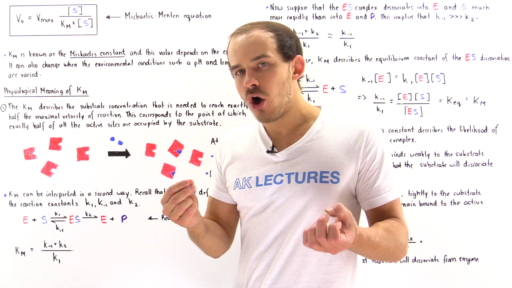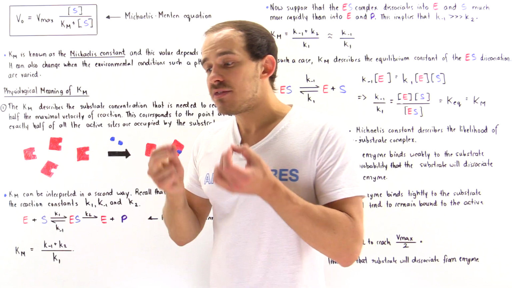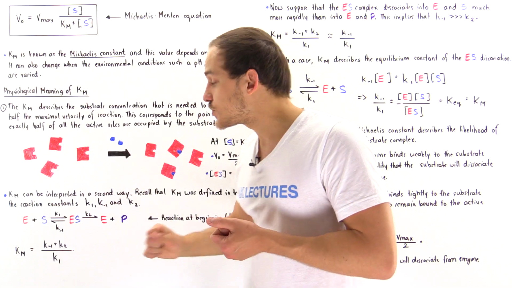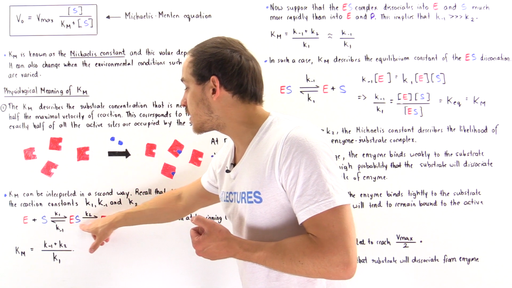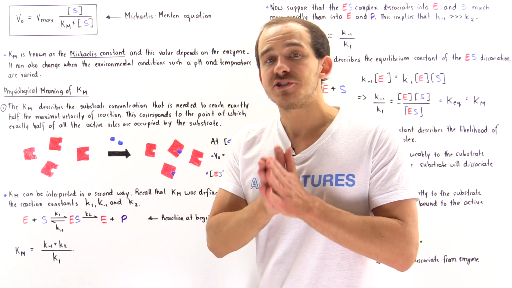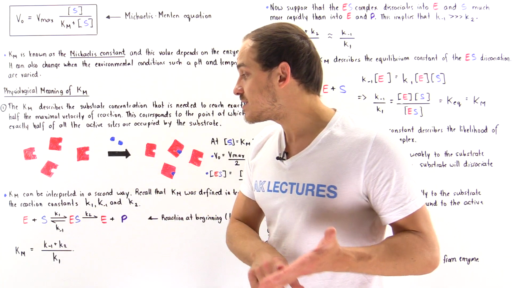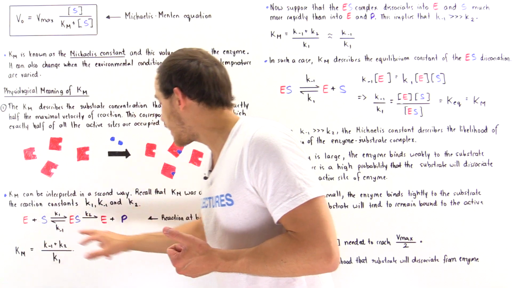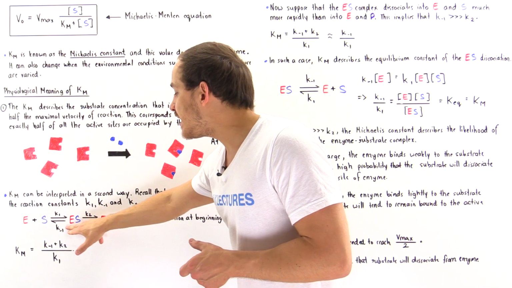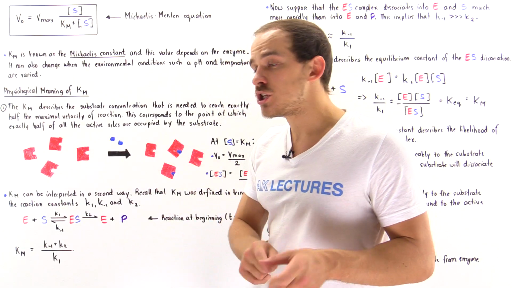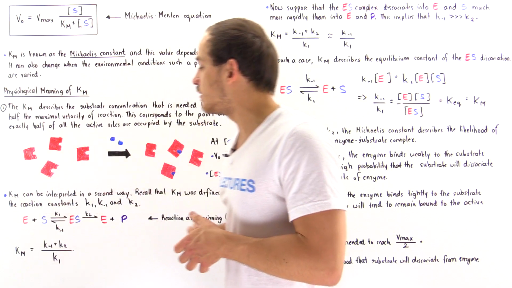Now, what we also said was we assumed the steady state condition. And the steady state condition means that the concentration of this intermediate, the enzyme substrate complex, is not changing over time. So the concentration of this remains the same, even though this concentration and this can actually change over time. And by making that steady state assumption, we were able to basically create the following Michaelis constant.